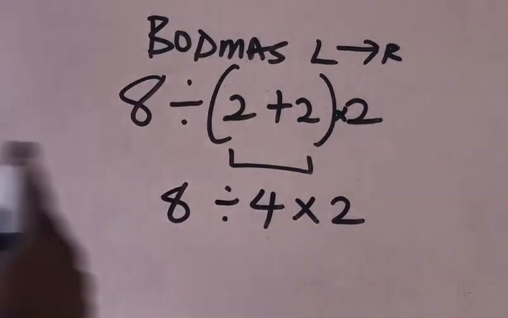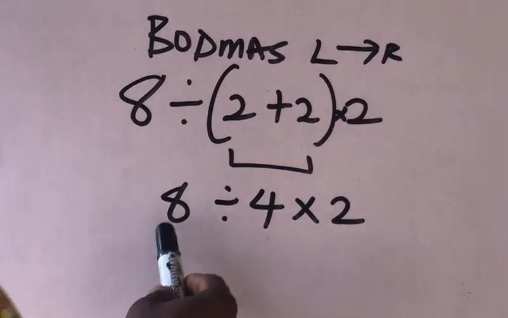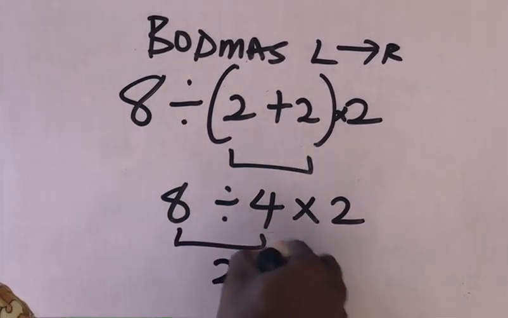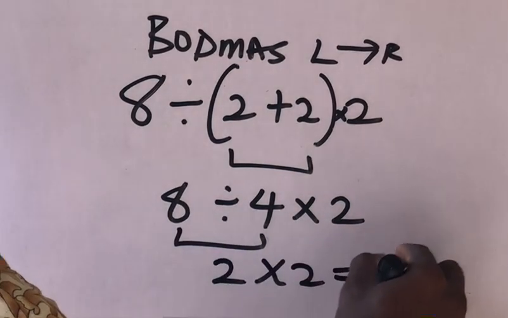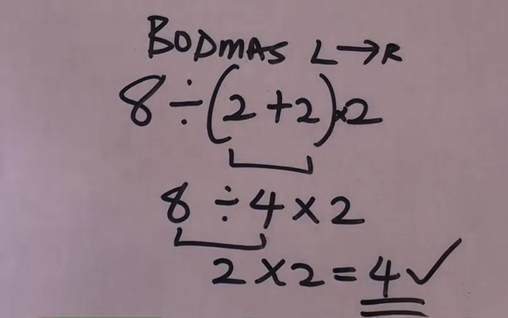Now, remember that division comes before multiplication. So, we have to divide first before we multiply. So, we do this division first. 8 divided by 4 will give us 2, times this 2, which is equal to 4. And this is our final answer. Our final answer is 4.